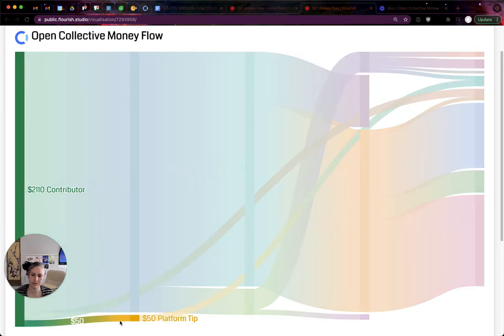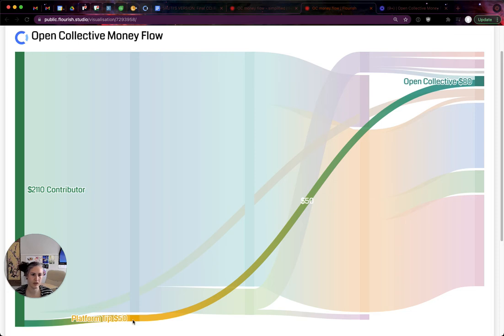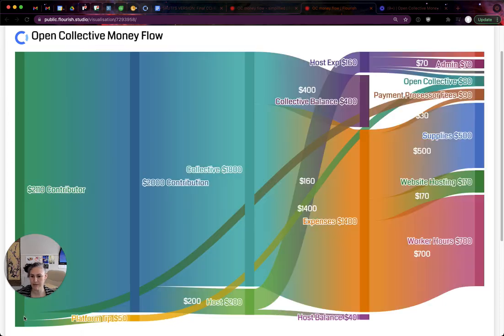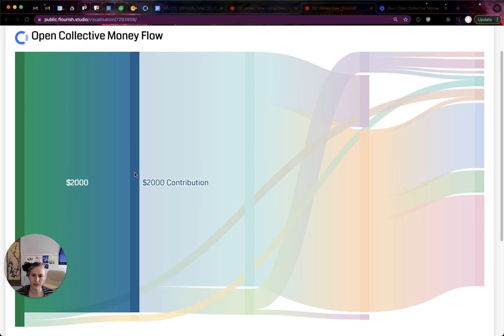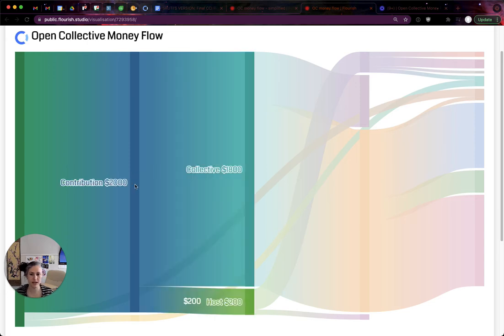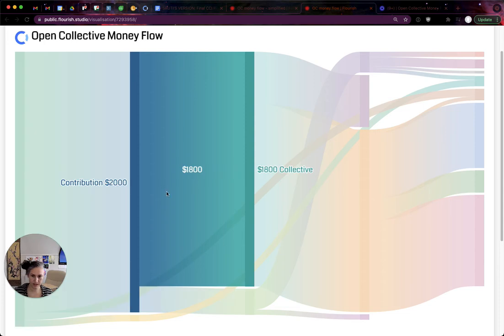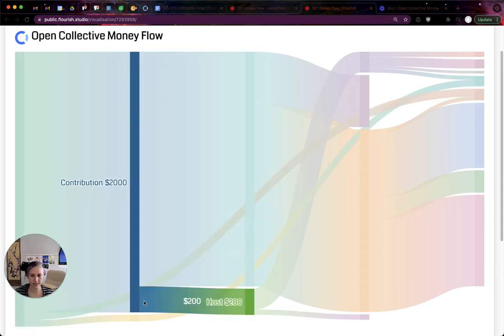And you can see platform tip flows then to Open Collective on the far side. So that's where the money's ultimately going, and we'll get there in a moment. And payment processor fees the same. So here we go. We've got a contribution of $2,000, and this becomes the actual contribution and goes to the collective, and you see the collective actually gets $1,800 and the host gets $200.